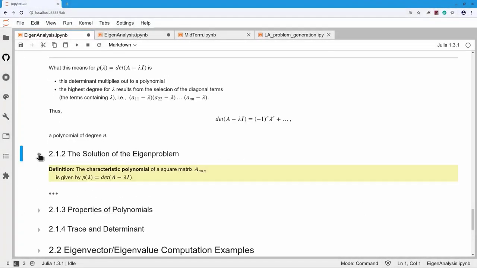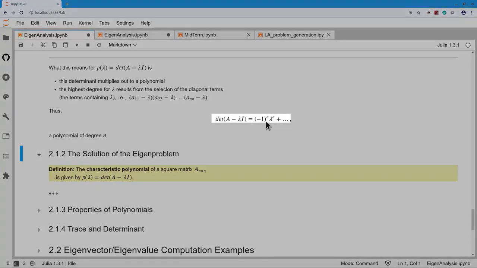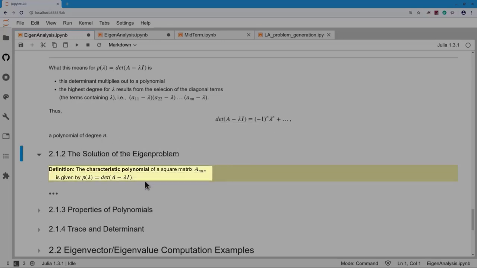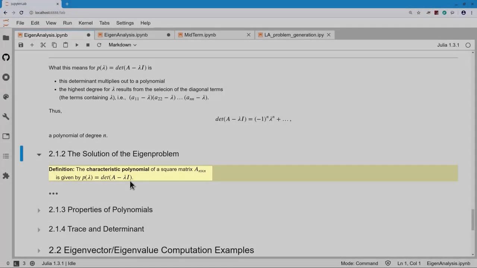That means that the solutions, the possible lambdas that I can find for which I have non-zero solutions x for this interesting problem, are the roots of a polynomial. So we'll give this polynomial a name, and for once, it's not the eigen polynomial. This is the one exception where we replace eigen with characteristic in English. So it is the characteristic polynomial of a matrix A. All it is is the determinant of A minus lambda I.